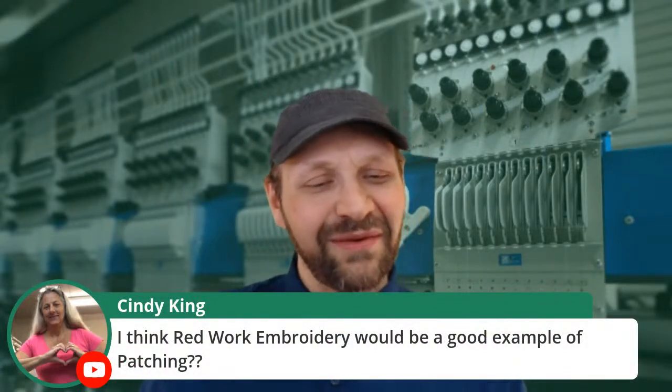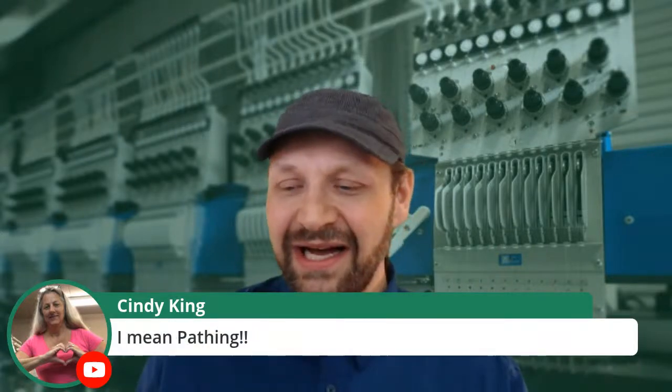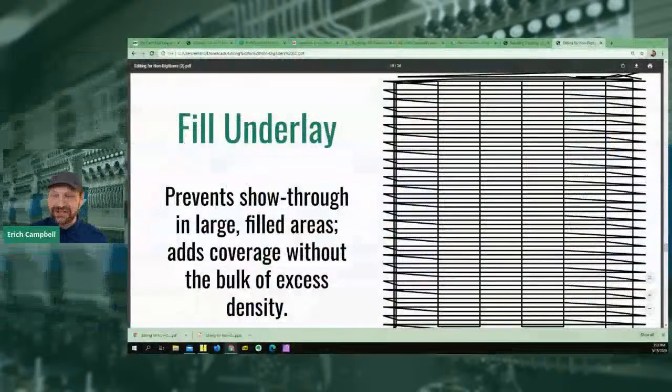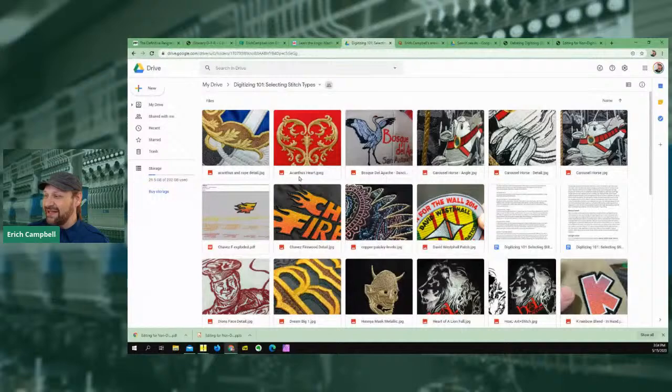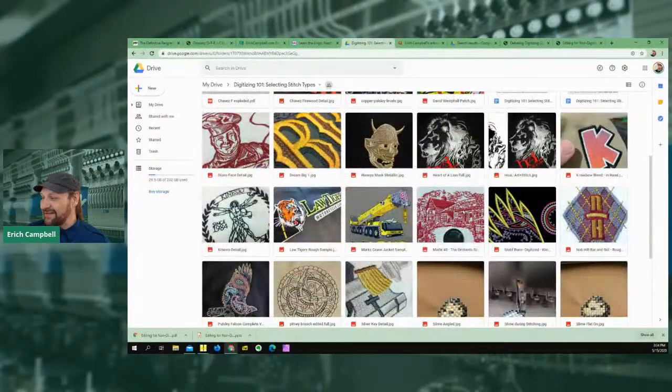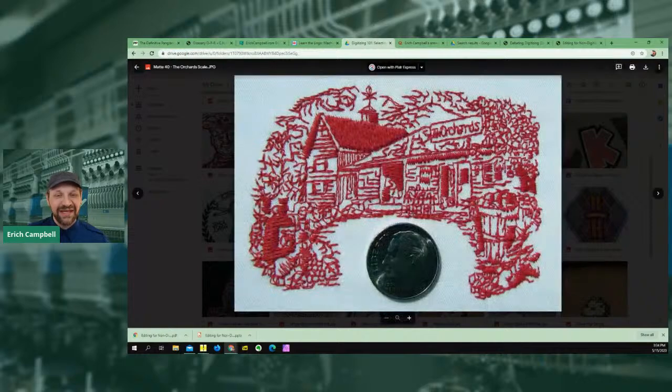So I think red work embroidery is from Cindy once again. I think red work embroidery would be a good example of pathing. Yeah, absolutely. Pathing for sure. If you're doing really well done red work embroidery, and actually I will bring my screen back up to show you a piece because this is something that I can definitely talk about. We were talking about these different stitch types, and I believe I've got some, here we are. This is a piece that I think is probably one of the ones people have seen the most from me in red work.